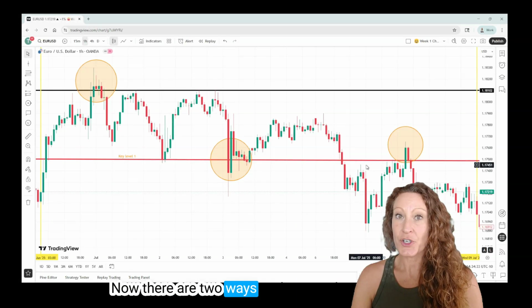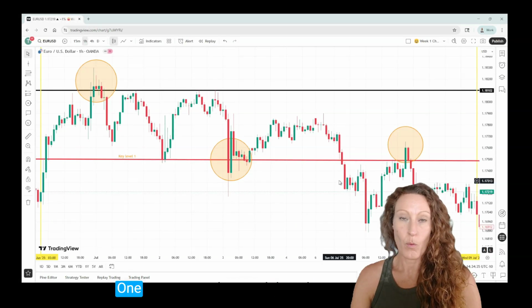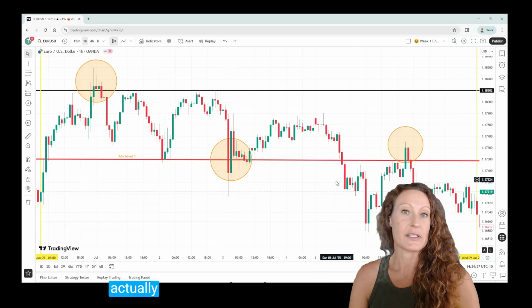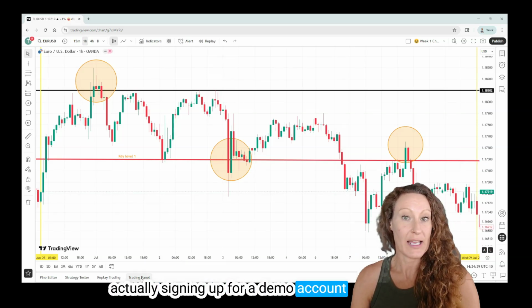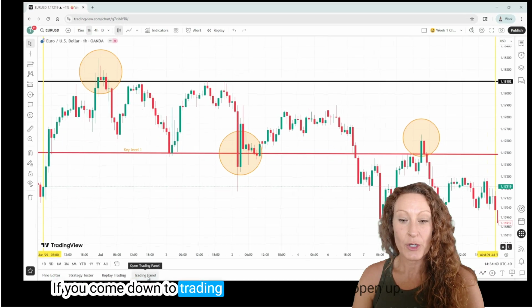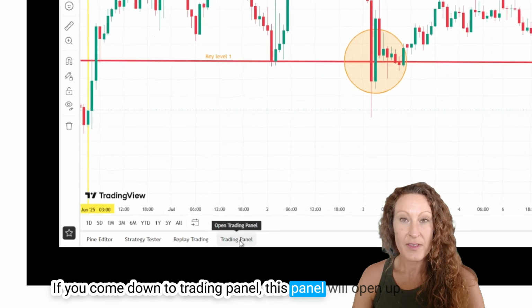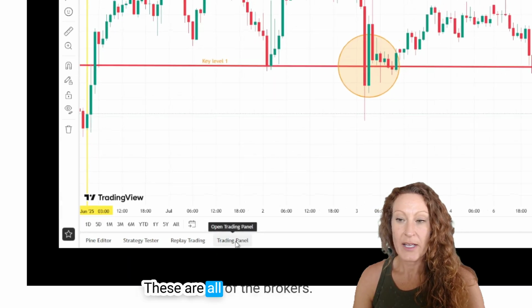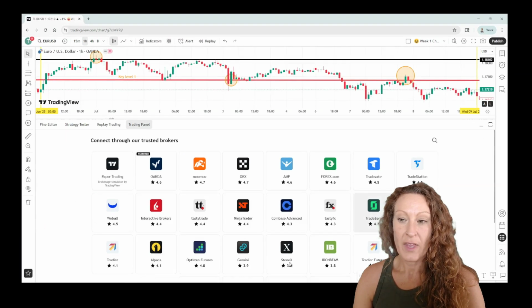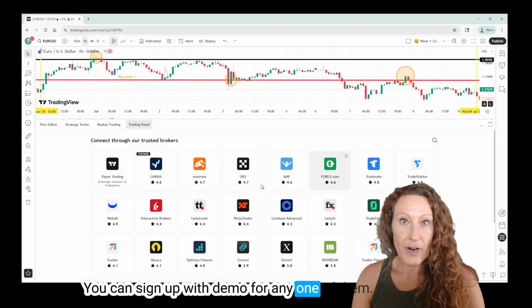Now, there are 2 ways to demo trade. One is paper trading, and the other is actually signing up for a demo account. If you come down to Trading Panel, this panel will open up. These are all of the brokers. You can sign up with demo for any one of them.